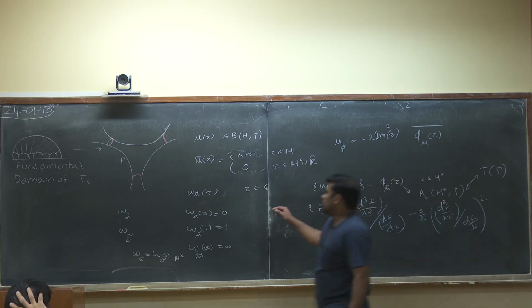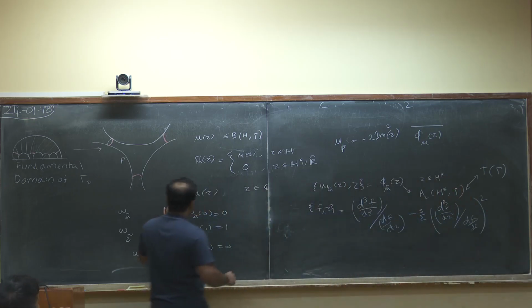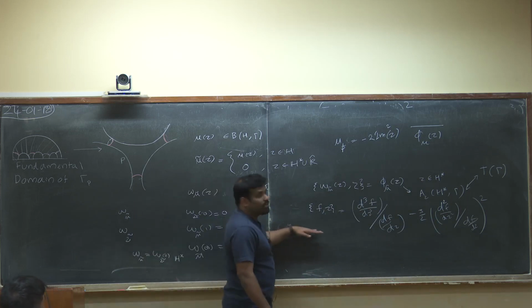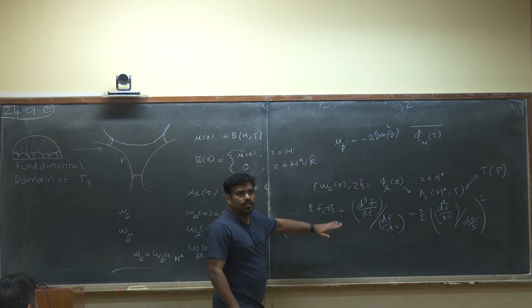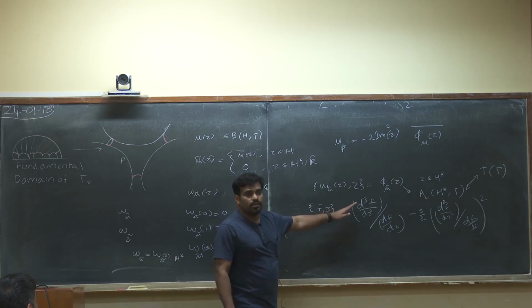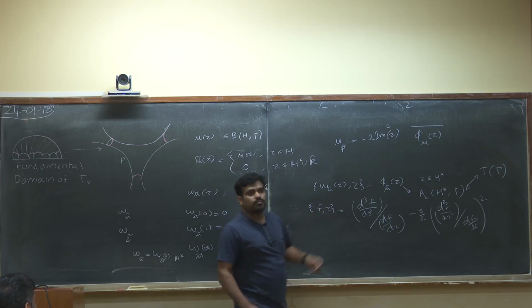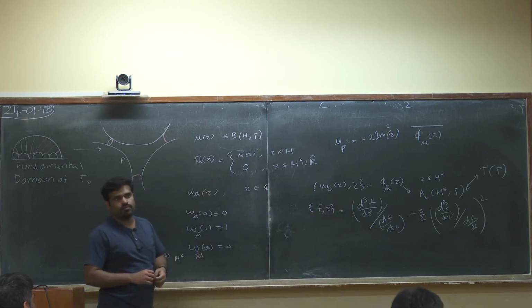No. So when I say that some values are equal on the real line, there you are actually throwing away all the ambiguities, right? So let's not worry about the lower half plane right now. Just the upper half plane.